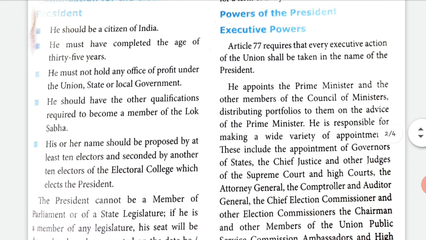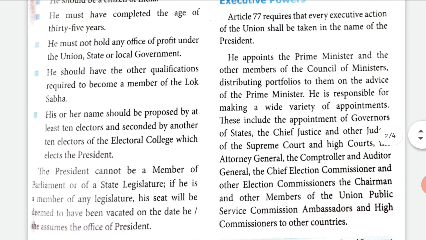His or her name should be proposed by at least 10 electors and seconded by another 10 electors of the electoral college which elects the president. So there is a group called electoral college, and they have to propose, they have to say this person is eligible or he can become the president. So 10 electors and then again seconded by another 10 electors.